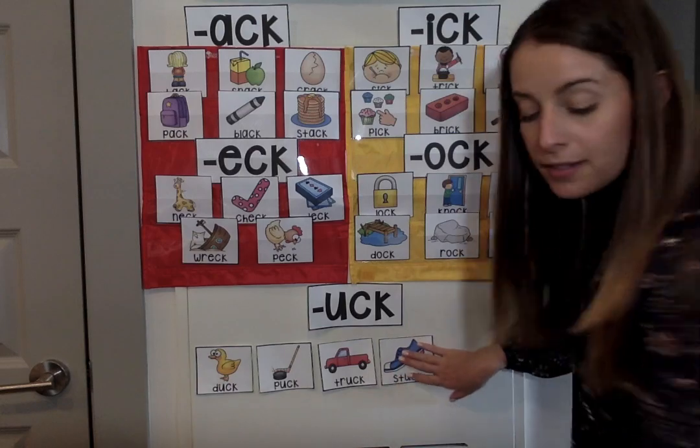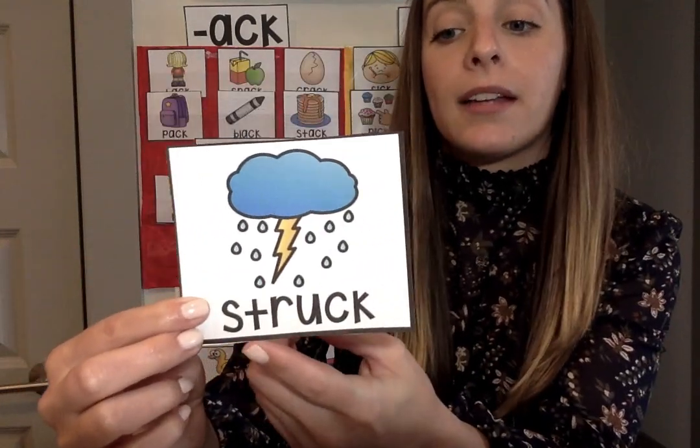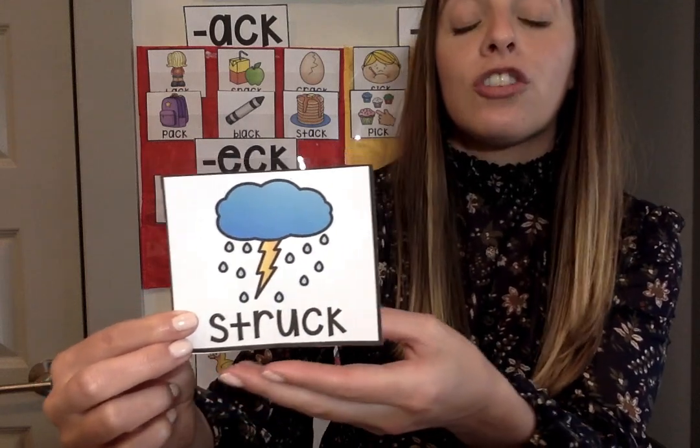And our very last example for today is this one right here. Lightning has struck. Struck is our word. We know that STR says stir. UCK says uck. Stir, uck. Blend it: struck, struck.